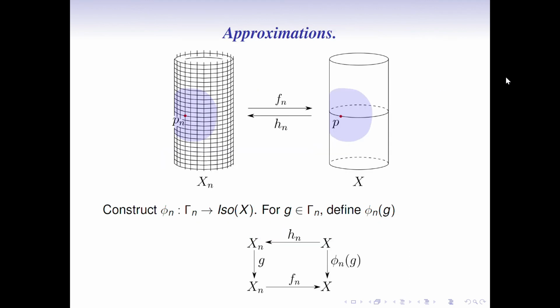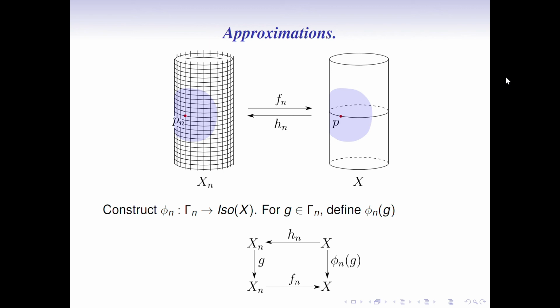Now we go back to the definition of pointed Gromov-Hausdorff convergence. We have maps Fn from left to right and Hn from right to left, which are almost isometries on balls of increasing size, and the compositions Fn after Hn and Hn after Fn are close to the identity on such balls. These Gromov-Hausdorff approximations will help us build maps phi n from Gamma n to the group of isometries of X.